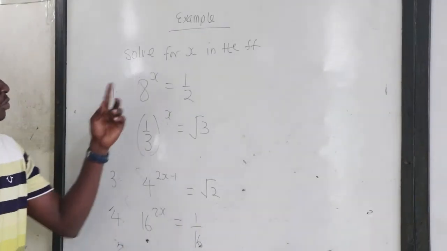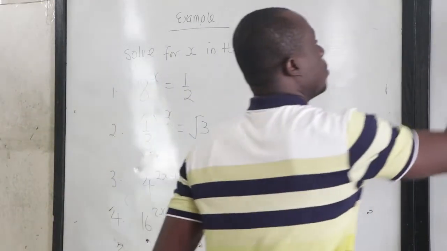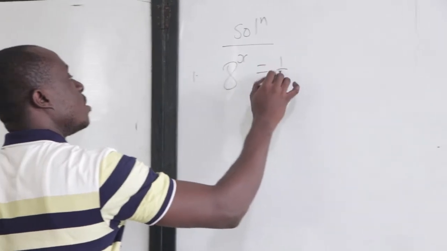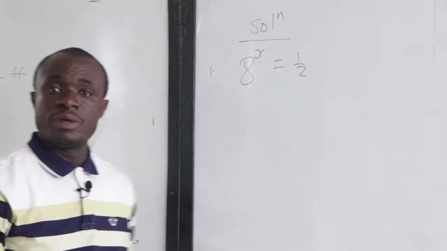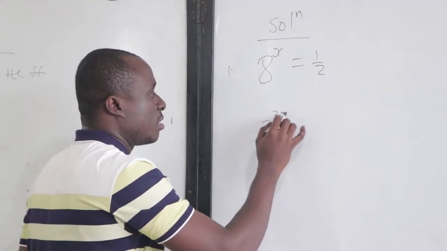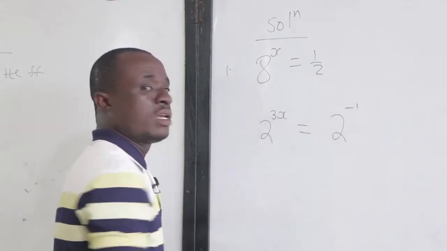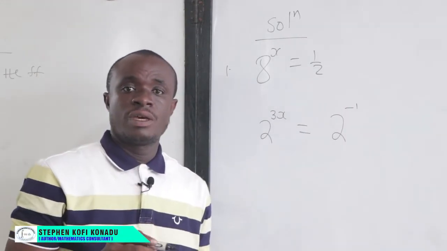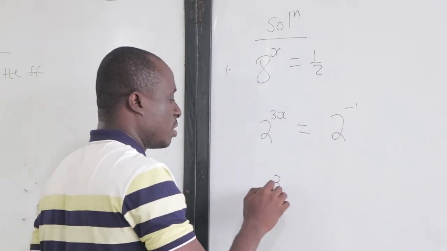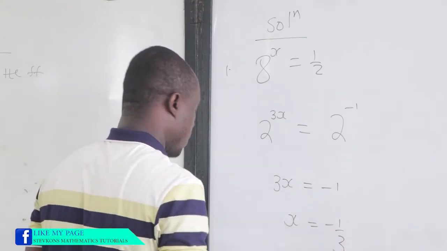Now let's see this example. We solve for x in the following: a to the power x equal to 1 over 2. So the first one, we have 8 to the power x equal to 1 over 2. First, let's make all the bases the same. 8 to the power x is the same as 2 to the power 3x. But in this one, 1 over 2 can be expressed as 2 to the power negative 1, because we know a to the power negative n is equal to 1 over a to the n. Clearly, the bases are the same, so we equate the exponents. 3x equal to negative 1. Therefore, x is negative 1 over 3.